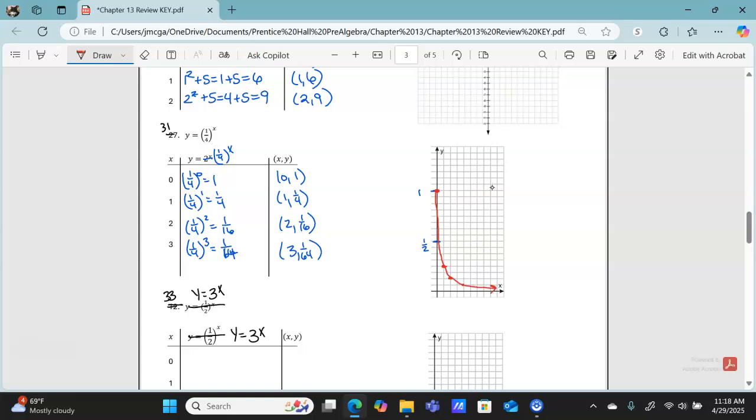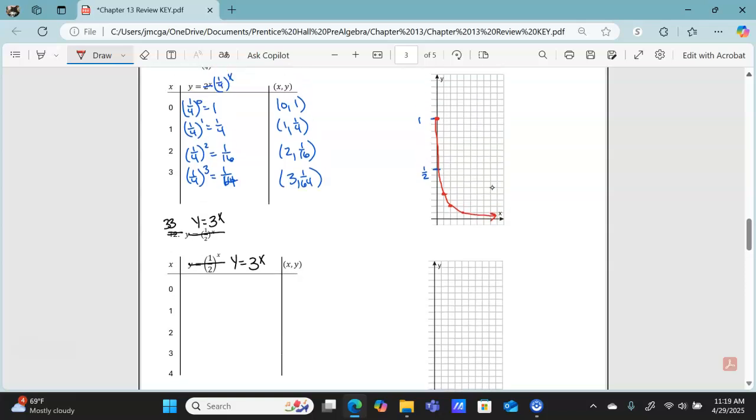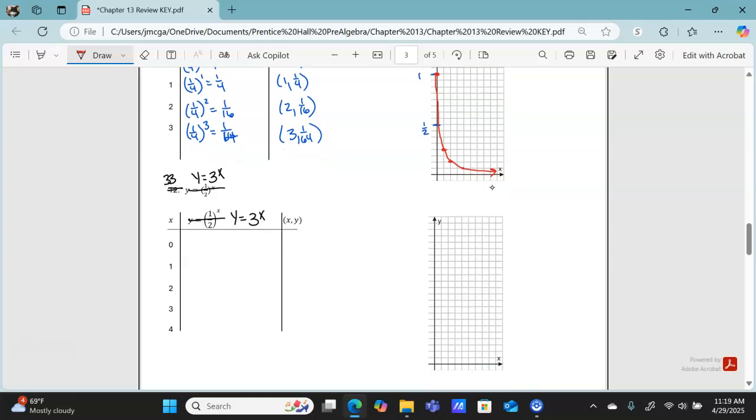And remember, it's going to follow that x-axis and not actually cross it. And the reason why it's exponential decay is because the thing that has the x on it, the exponent, is a fraction less than 1. And then this is 3 to the x, not 3 times x.